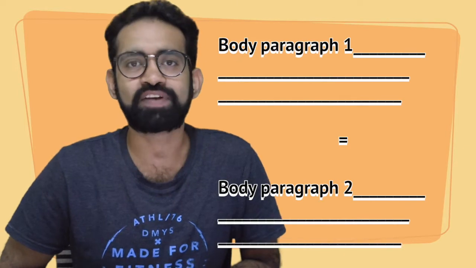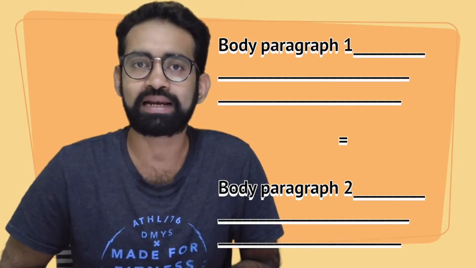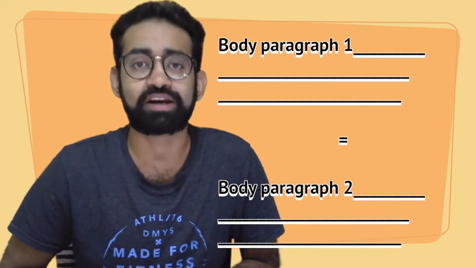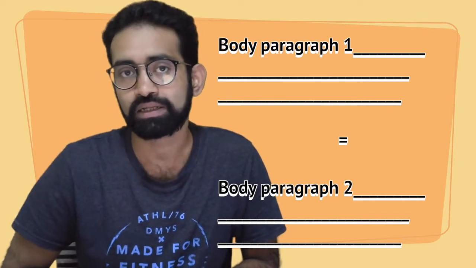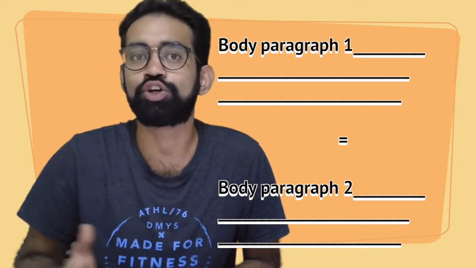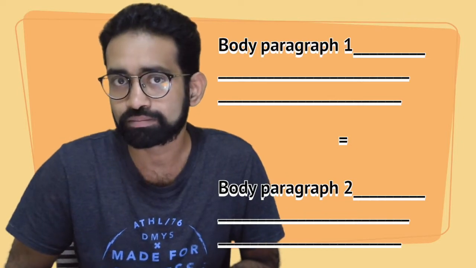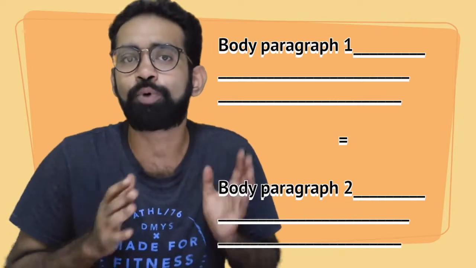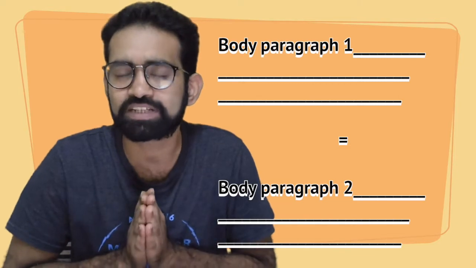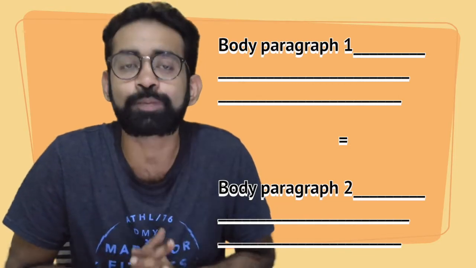So one way to keep that in check would be to make sure that the number of lines that you are using for your first paragraph, that is body paragraph 1, is equal to the number of lines that you are using for your body paragraph 2. Or in simple words, both body paragraphs should match. That's all. So that's the first point about task achievement in band 6 and band 7. We compared it and we understood something here. Let's move to the next point.